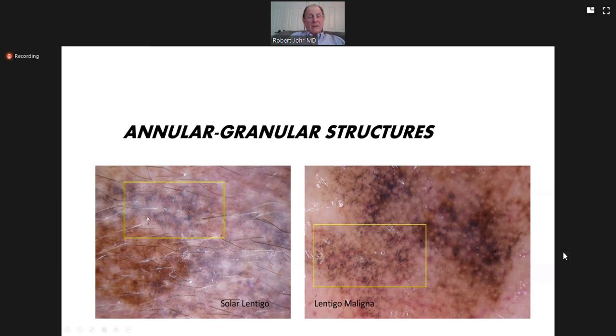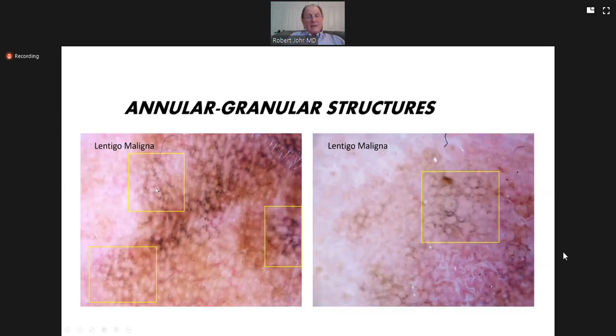And they're little, can be brownish or grayish granules around follicular openings. And here is the solar lentigo. And here we have little annular granular structures of melanoma. Annular granular structures, little grayish, and they can be atypical melanocytes or melanophages.